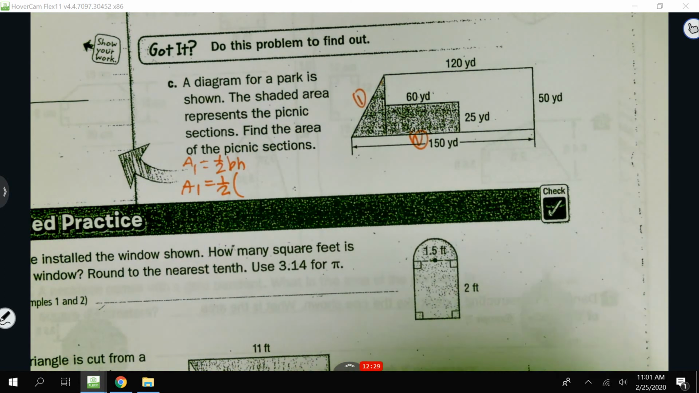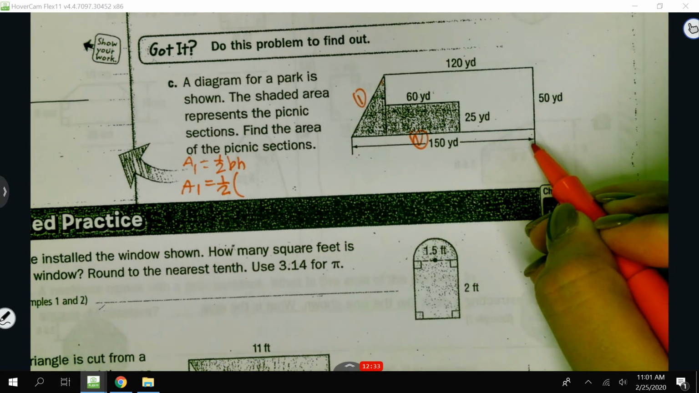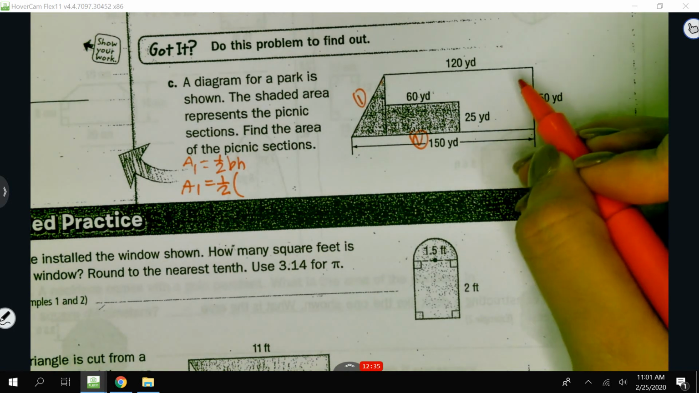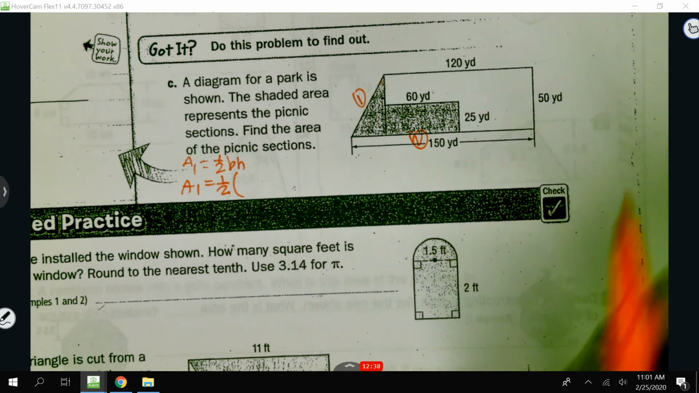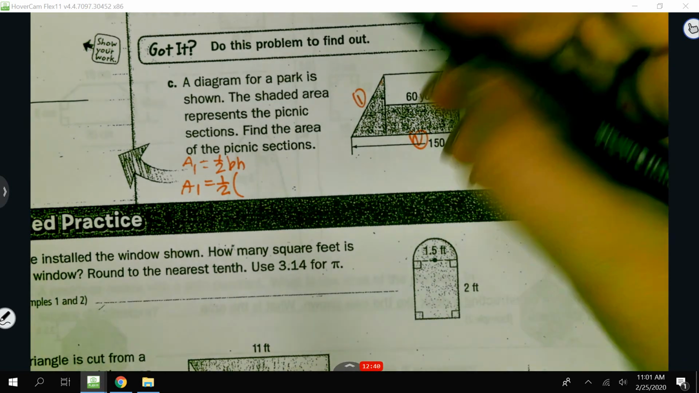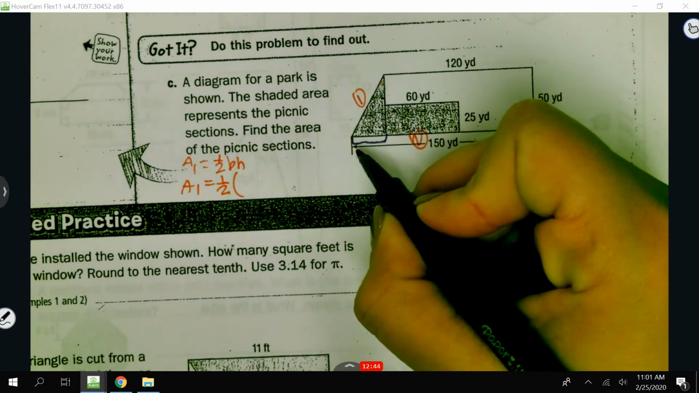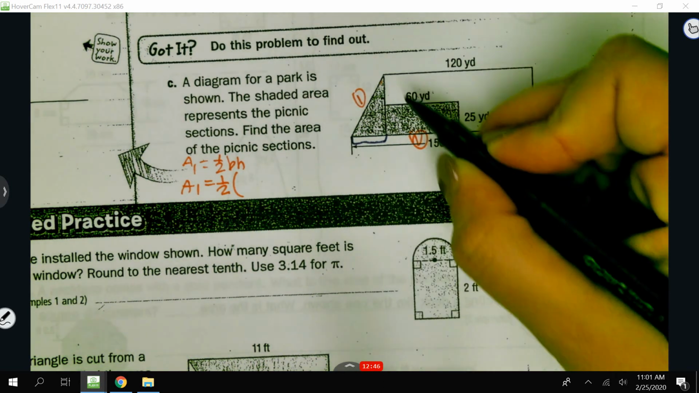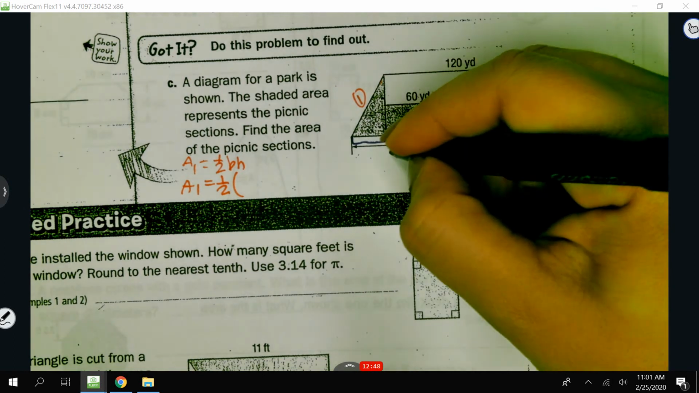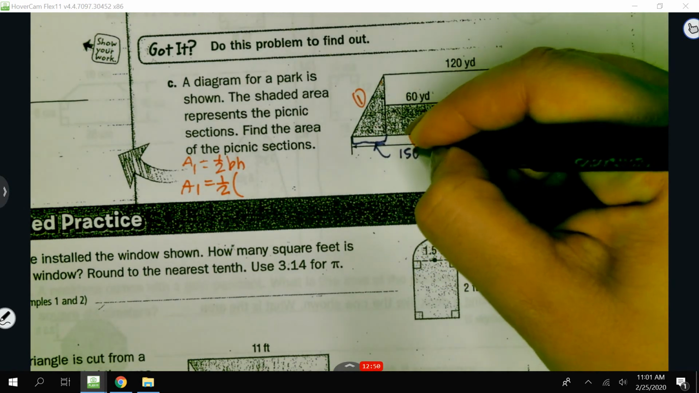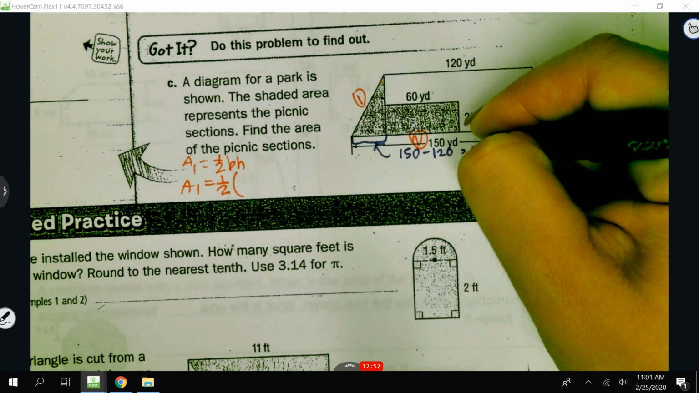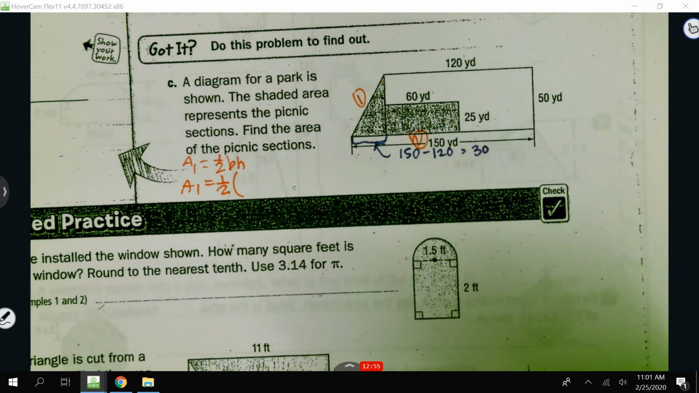How did you find 30? Because the whole bottom of the figure is 150. Okay. The top of the figure is 120. Yeah. You subtract it. Good. If you want to find just this base of the triangle, you know the whole bottom is 150. The top up here is 120, so you would just want to subtract them. So 150 minus 120 equals 30. Does everybody see how we got that?